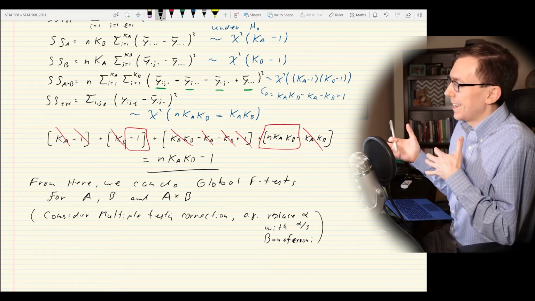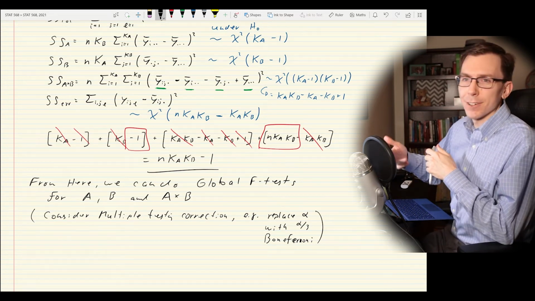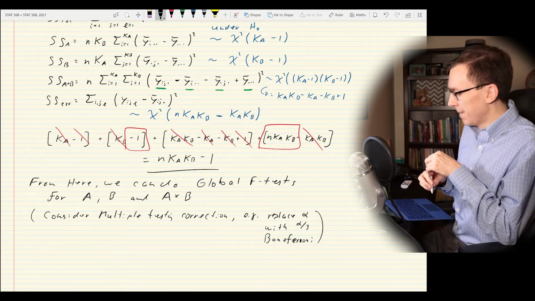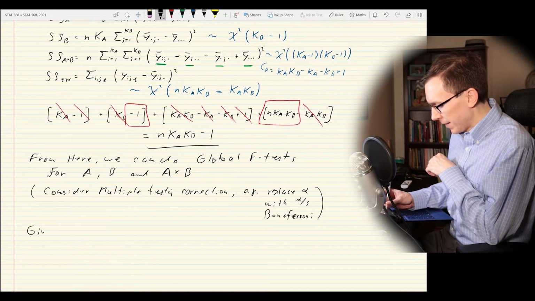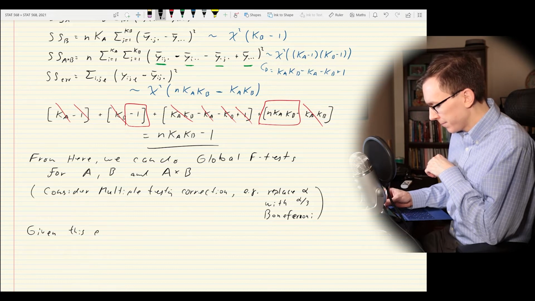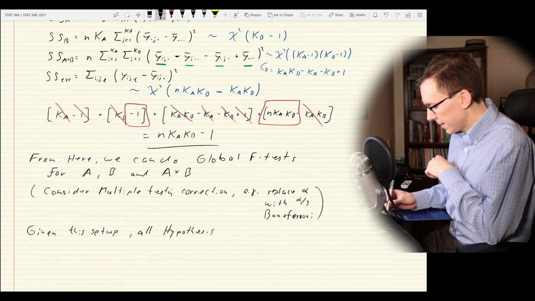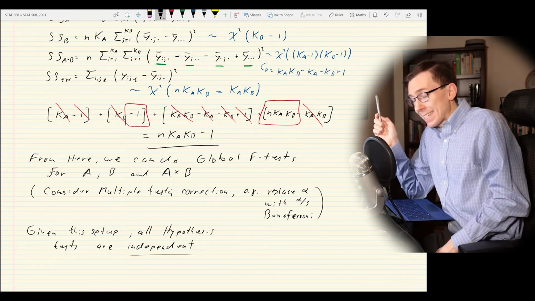So yeah, the point is that we are going to end up doing 3 different hypothesis tests. So it is worth considering that you are in a multiple testing scenario. The nice thing is that, given this setup, all hypothesis tests are independent, which is nice. Because it's not always the case.